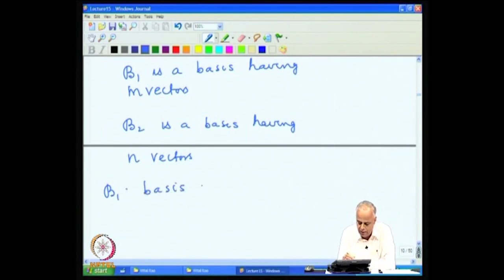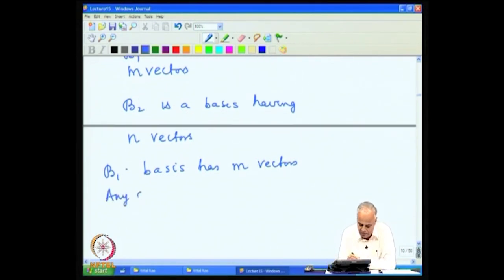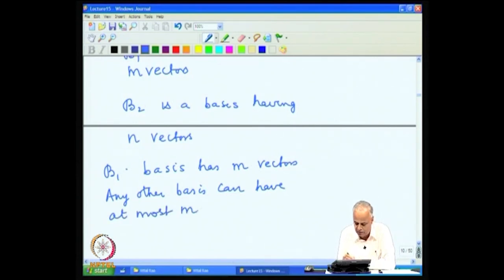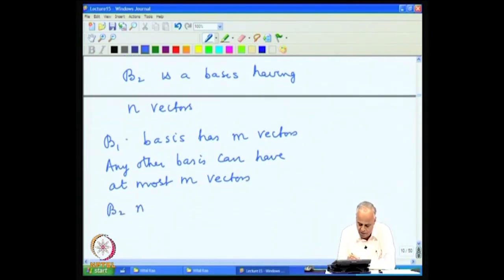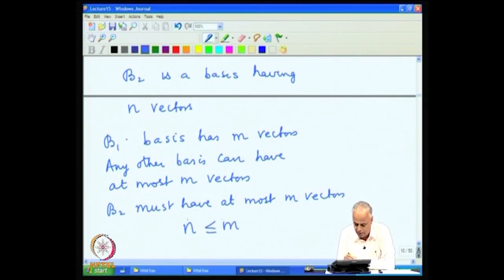Now, let us look at this basis B1. If B1 has m vectors, we have just now seen that if you have one basis having m vectors, all other bases can have at most m vectors. So, any other basis can have at most m vectors. Therefore, in particular B2, which is a basis, must have at most m vectors. That means n must be less than or equal to m.